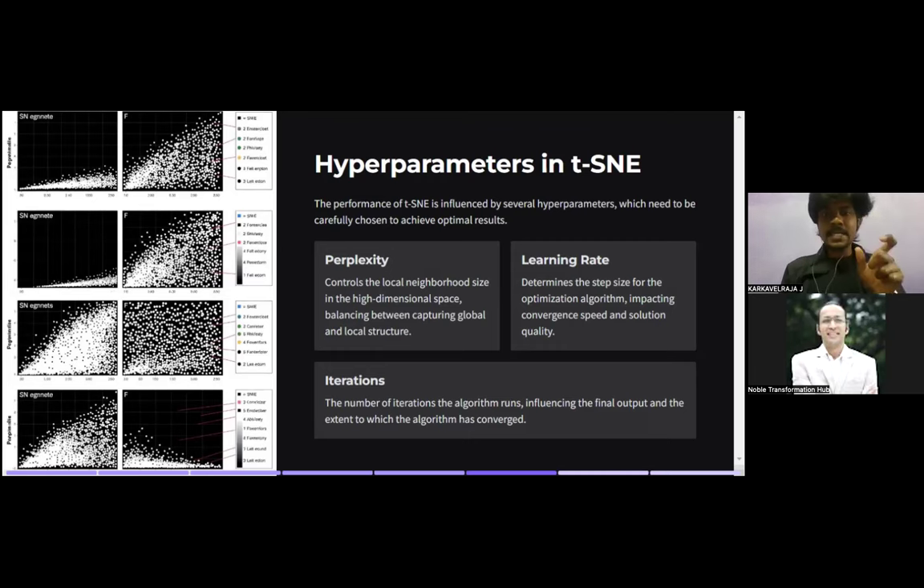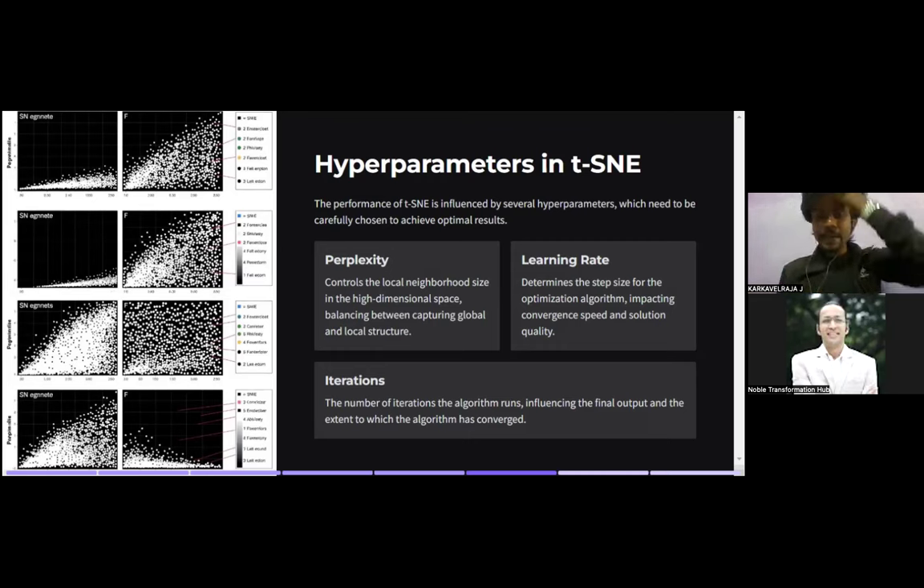Now let us understand how it is specific to t-SNE. Perplexity is one of the hyperparameters. It controls the local neighborhood size in a high dimensional space, balancing between capturing local and global structure. We are moving from high dimension to low dimension, but we need to safeguard the feature of neighborhood sizes, that is distance. That is done by using this perplexity hyperparameter.